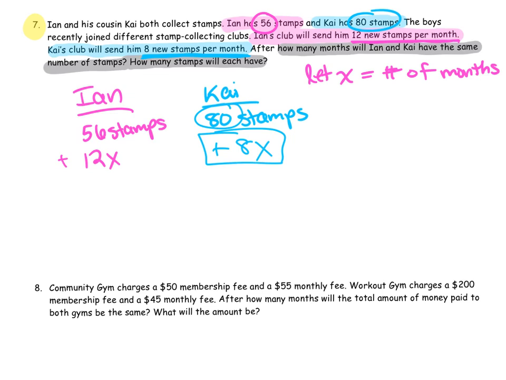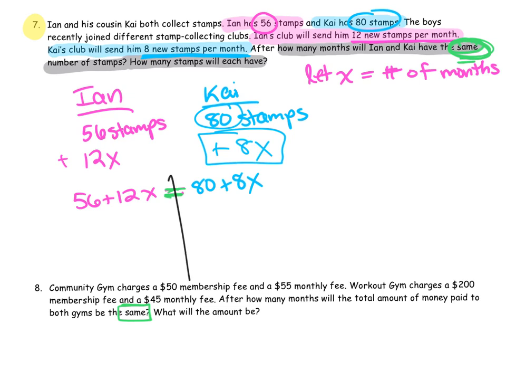You see this word here, same? That means set them equal. When you see the word same, set the equations equal. So I have 56 plus 12x equals 80 plus 8x. The reason why I set them equal is because of this keyword same. Set them equal. You'll see it on the next problem. When will they be the same? Set them equal. Okay. So let's solve this.